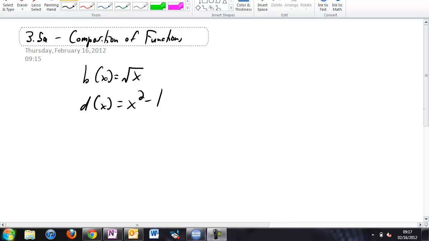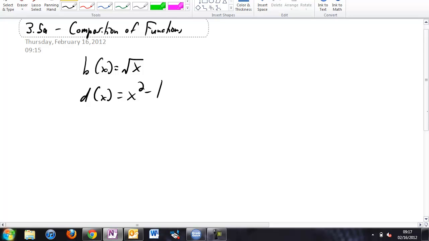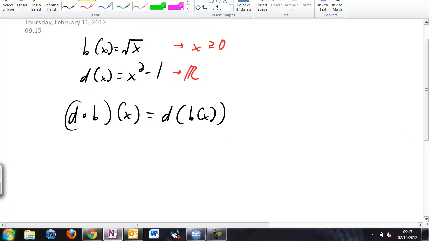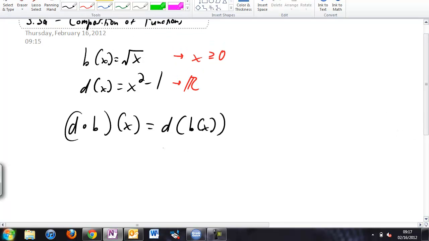This is going to go over composition of functions with an example that demonstrates what happens with the domain of the composite. What we're going to do is actually do d of b of x, which means that we're going to take the b function and plug it into the d function. Now, starting off looking at the domains of the original two functions, this one is x is greater than or equal to 0, and this one is all real numbers. But when we take this and we plug it in, we get d of the square root of x.